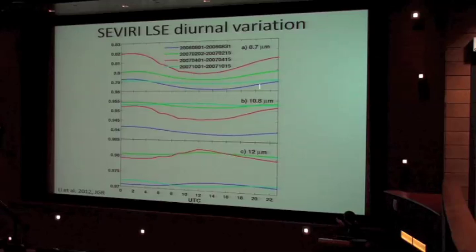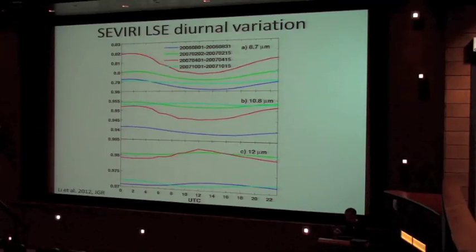For the 3 channels, a different color represents a different time period, and we can see the diurnal variation there, especially for 8.7 micron. The general pattern is during nighttime, the emissivity is usually larger, and as you go to the daytime, the emissivity will decrease. Then after maybe 13 UTC, it will increase.